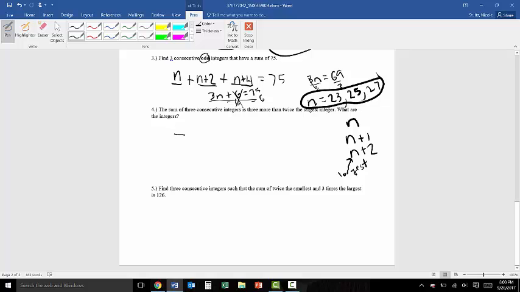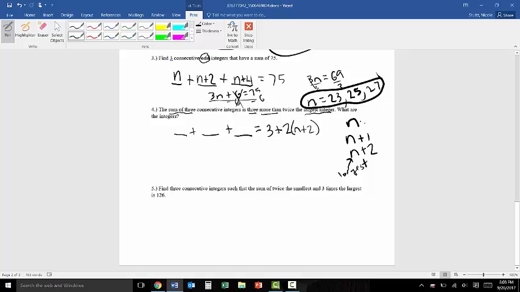So you're going to add 3 numbers because it says the sum of 3. So we're going to add 3 numbers together. Is means equals. 3 more than is 3 plus. Twice means 2 parentheses. The largest integer. So of the 3, the largest is n plus 2. So that's what we're going to put in the parentheses.